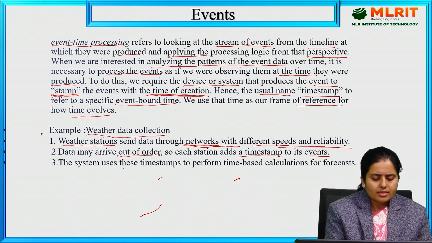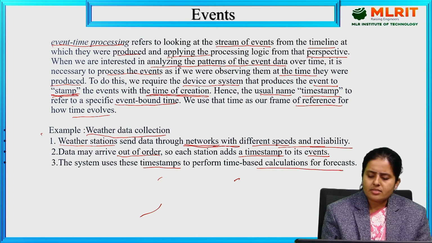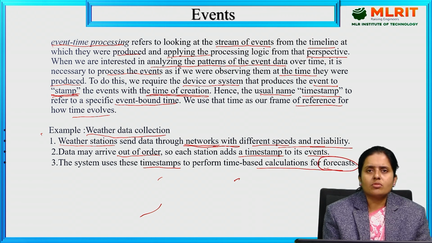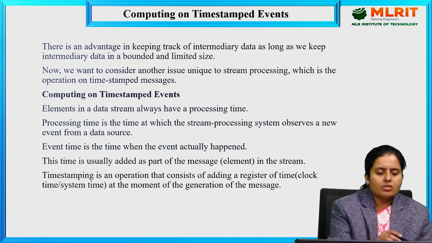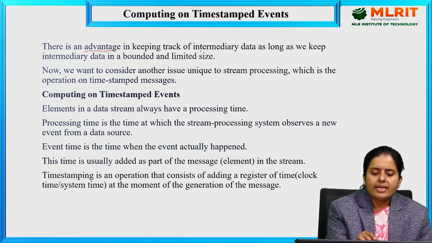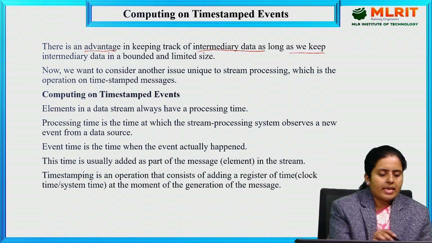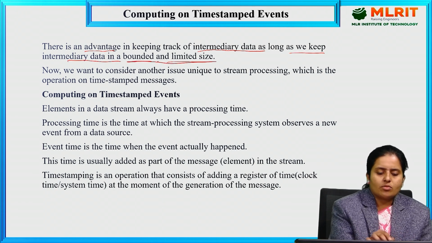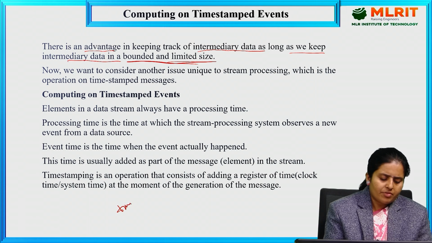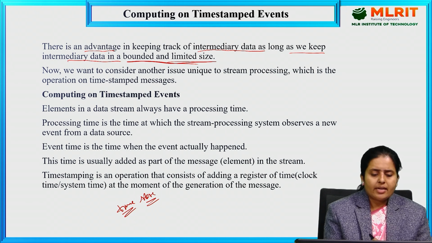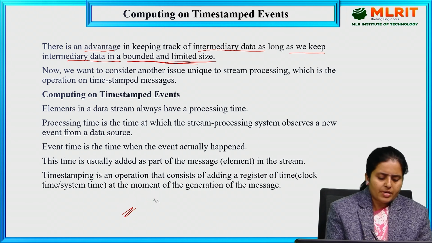The system uses these timestamps to perform time-based calculations for forecasting. So other systems can use these timestamped events for weather forecasting and predictions. Now we'll look into the first topic of event time. There is an advantage in keeping track of the intermediary data as long as we keep it bounded and limited in size. With respect to time, if we store the data, we may get the chance of overlooking the data too deeply, and we can store with respect to size as well.